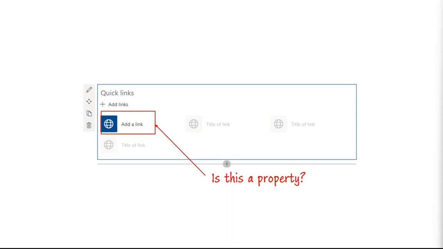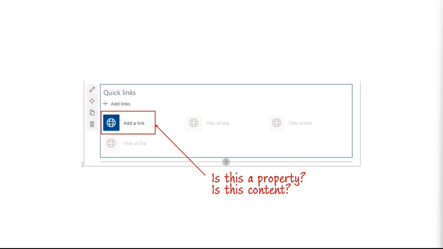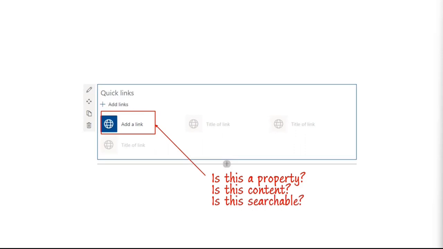But what about this thing here where you have a whole bunch of links? Is that a property? Is that content? And is it something that we should be able to search? Well, here's the problem, right? We probably don't want our users to be confused.